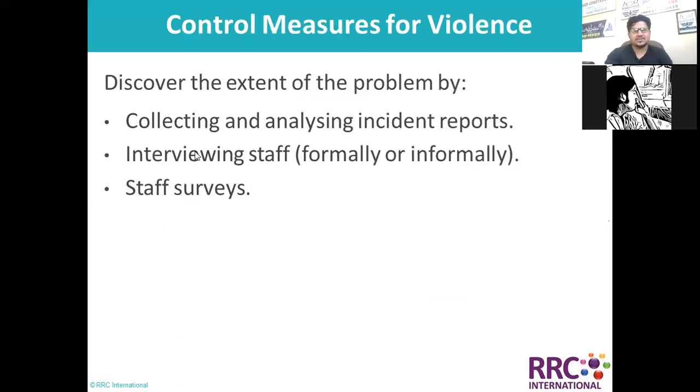Now, what are the control measures? We can discover the extent of the problem by collecting and analyzing incident reports, interviewing staff formally or informally. That means staff surveys would also be helping. Sometimes we conduct a survey and it should be done from the HR side, the human resources department of the company. They'll issue a format and ask plenty of questions. Are you happy within Sadara? Are you facing any violence? Are you facing any stress? Are you happy with your salary package? So I hope you got the point.